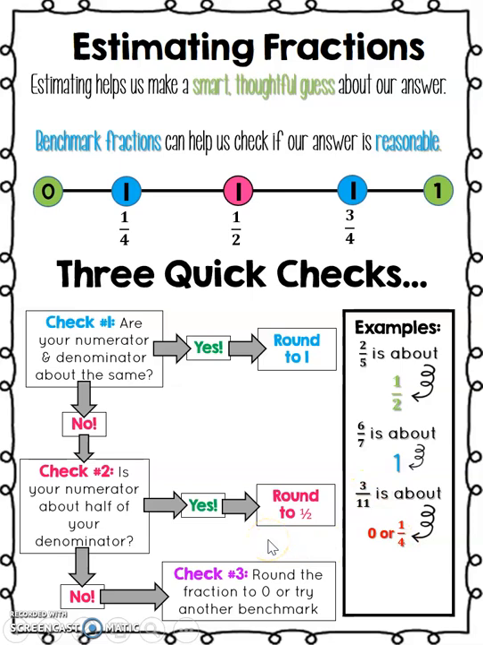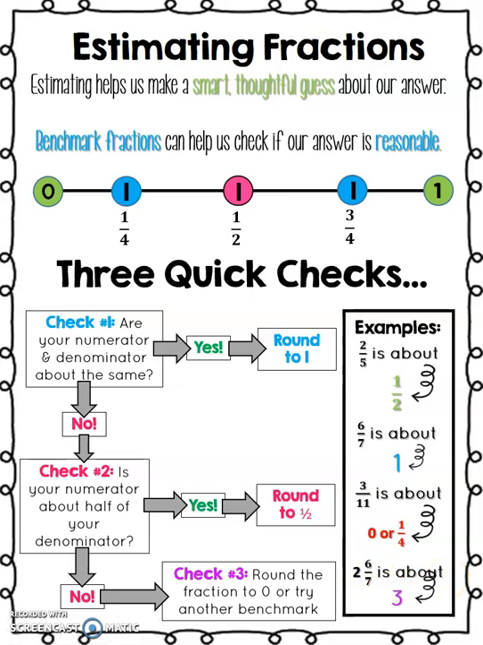Now this also works with mixed numbers too. For example, let's say I had 2 and 6/7. I already know that the fractional part, 6/7, is pretty close to 1 because the numerator and the denominator are about the same. So that means 2 and 6/7 would be about 2 plus 1 extra, which means I would bump this mixed number to say it's about 3.